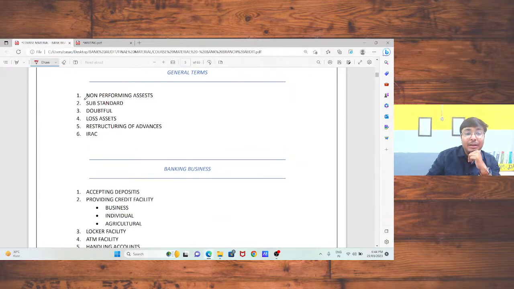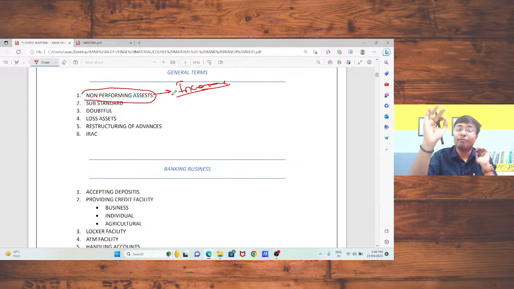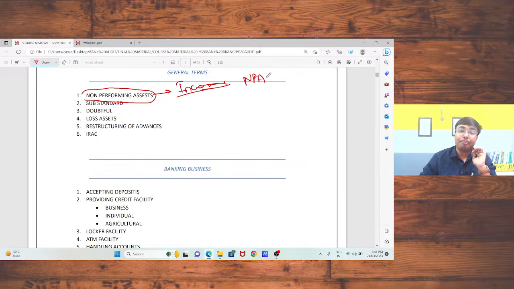Sir, what do you mean by non-performing assets? Means income generation has stopped there. There is no income. Okay, performing assets means there is income, and in case of non-performing assets there is no income generating from that asset. Suppose you have taken one loan and you are not going to pay the interest, in that case that asset will be a non-performing asset and classified as NPA.